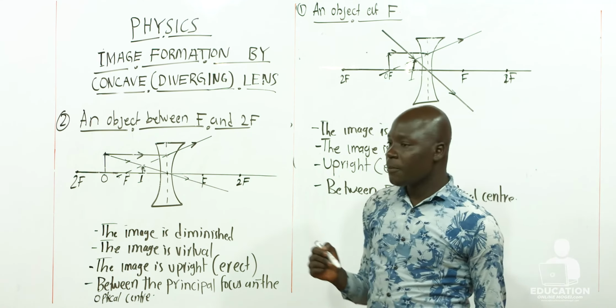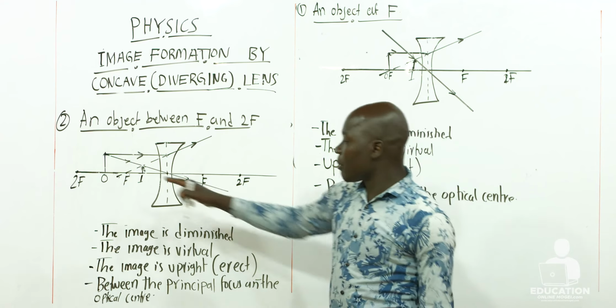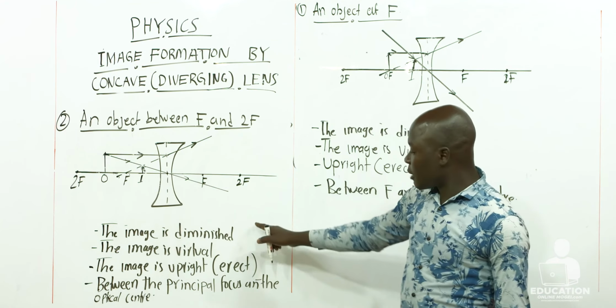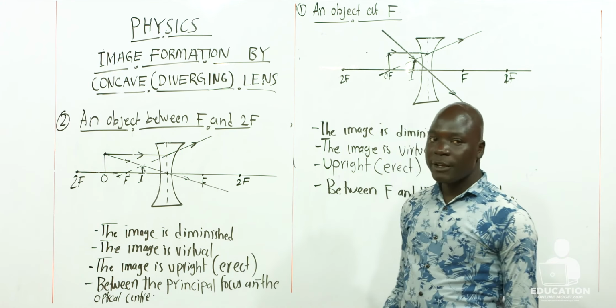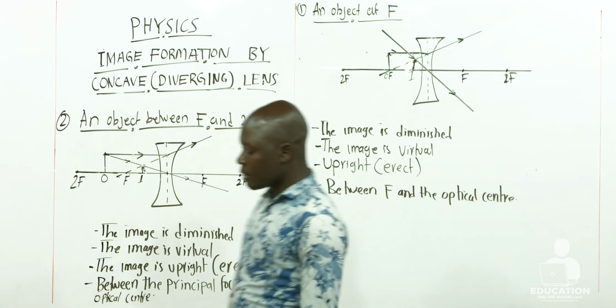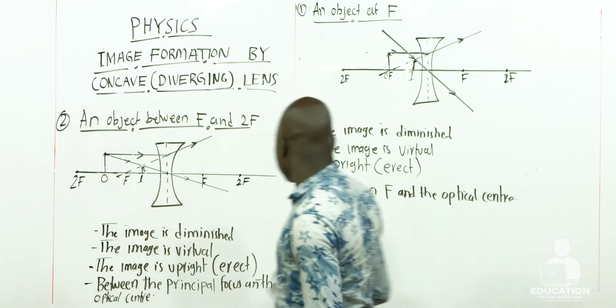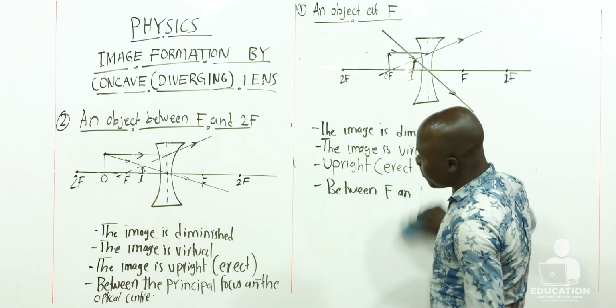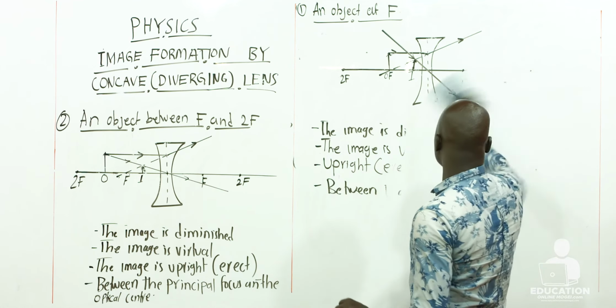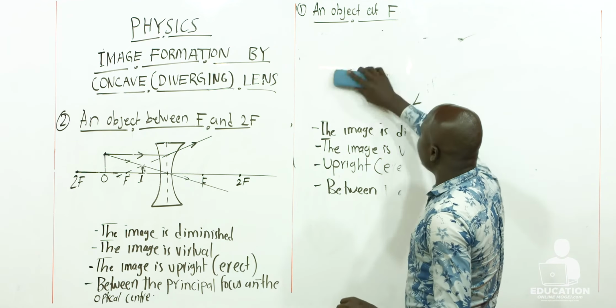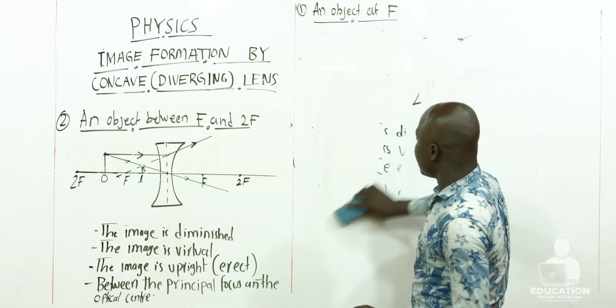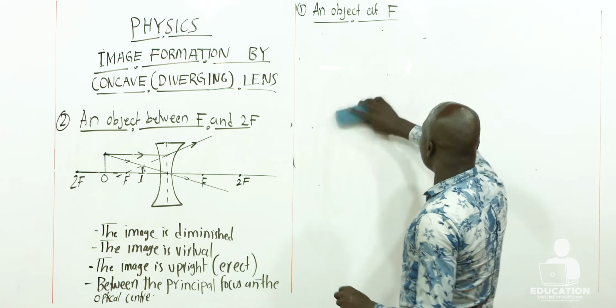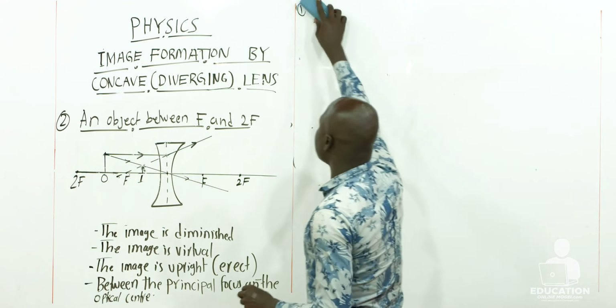Also the same thing, when we place the object between F and 2F, we shall find that the characteristics of the image formed will just be the same. So now we are going to summarize to say, for any position of the object placed in front of a concave lens, the image will always have the same characteristics.